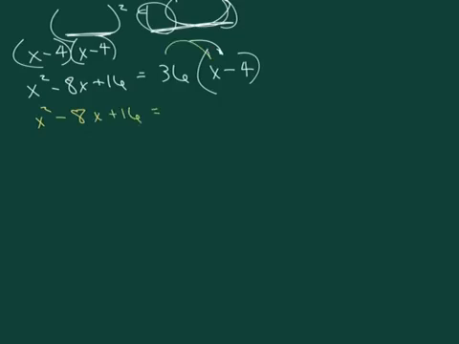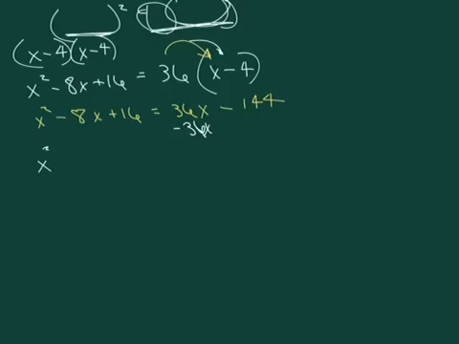I'm going to distribute. And 36 times 4 is the same as 12 times 12. Okay, negative 144. So again, we have an x squared right there, so we are going to move everything over to the left and make it equal to 0. So we're going to move that stuff over.